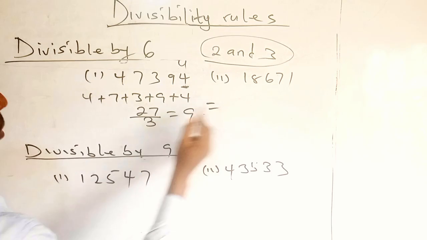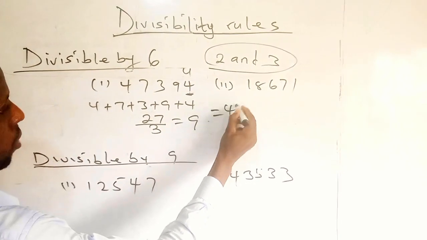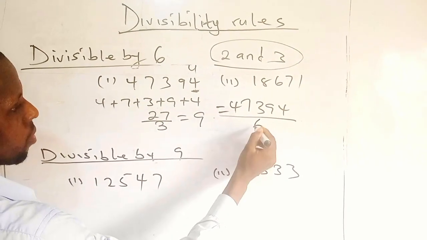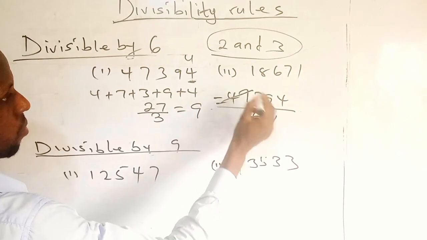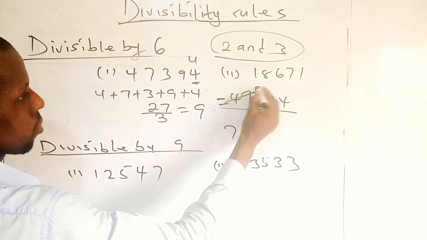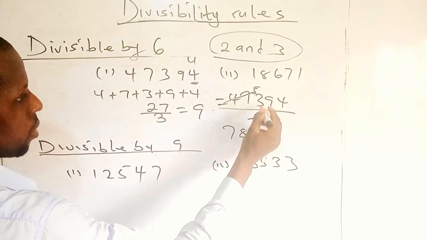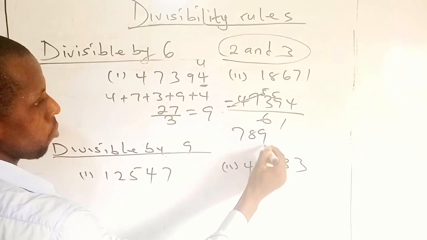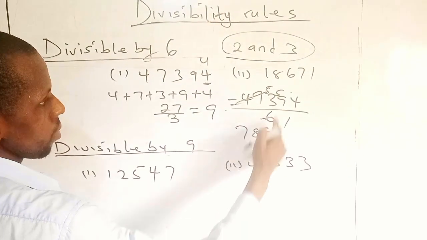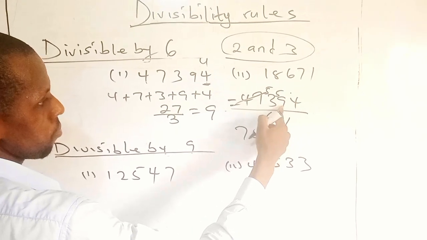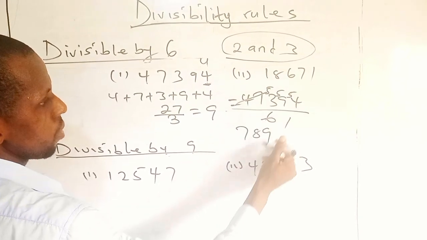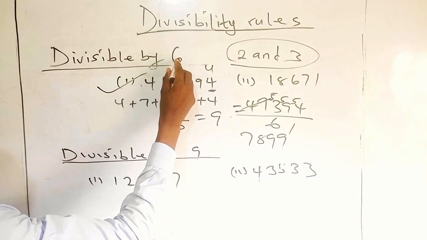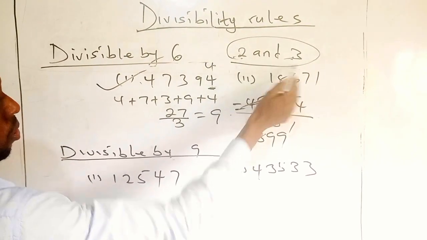So from here, if I want to test this, I have 47,394 divided by 6. 6 times 7 is 42. 6 times 8 is 48. So I'm having 5 left. 6 times 9 is 54. So I'm having 54 from 59, I'm having 5 left. So 6 times 9 is 54. So that means this number is divisible by 6. It satisfies these two conditions.